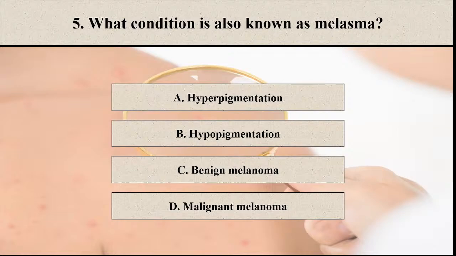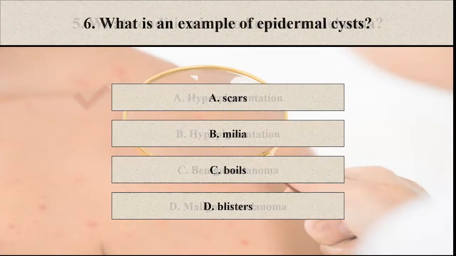What condition is also known as melasma? Hyperpigmentation, hypopigmentation, benign melanoma, malignant melanoma. If you chose A, hyperpigmentation, you are correct.